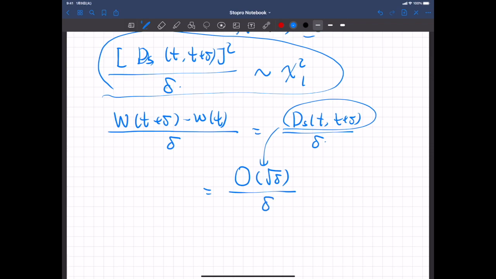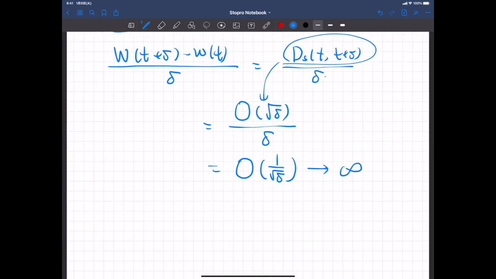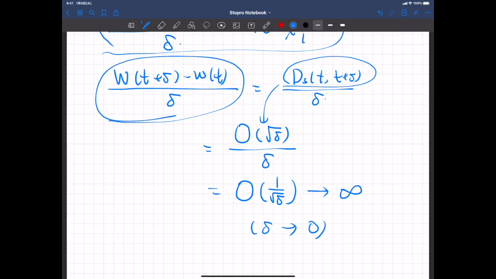Okay, then we divide by delta. So the result is big O 1 over square root of delta. But this will diverge as delta approaches 0. So this means we cannot define the derivative of w anywhere. So therefore, the Brownian motion is nowhere differentiable.